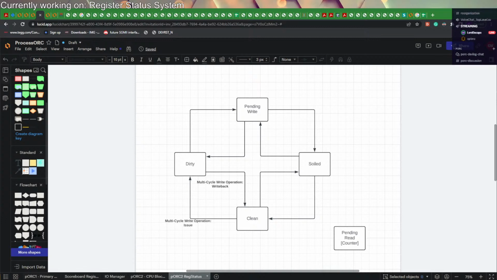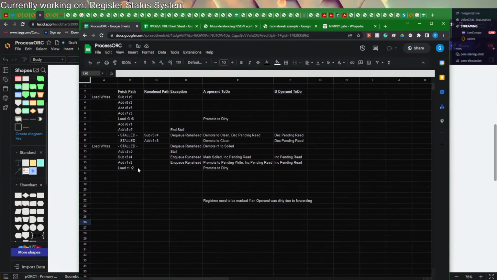So R1 goes soiled because there was a pending read. So even though there was a write, looking at it here, R1's dirty, and then it's promoted to pending, right, and then here during the stall cycle, it's demoted to soiled.